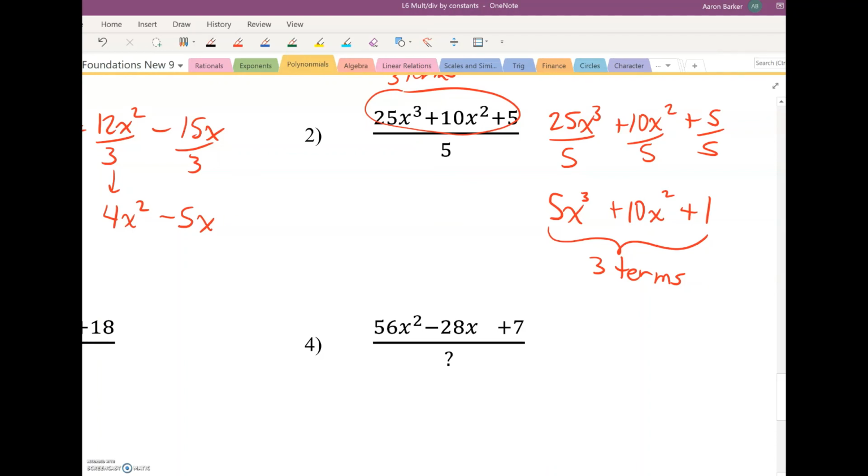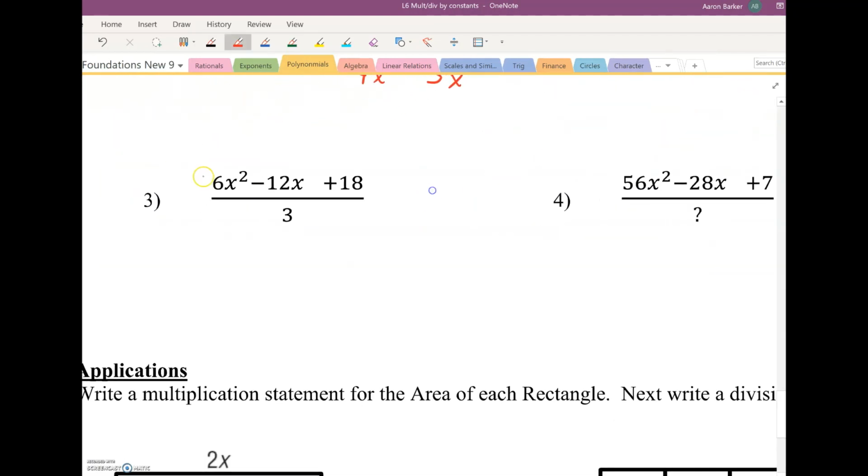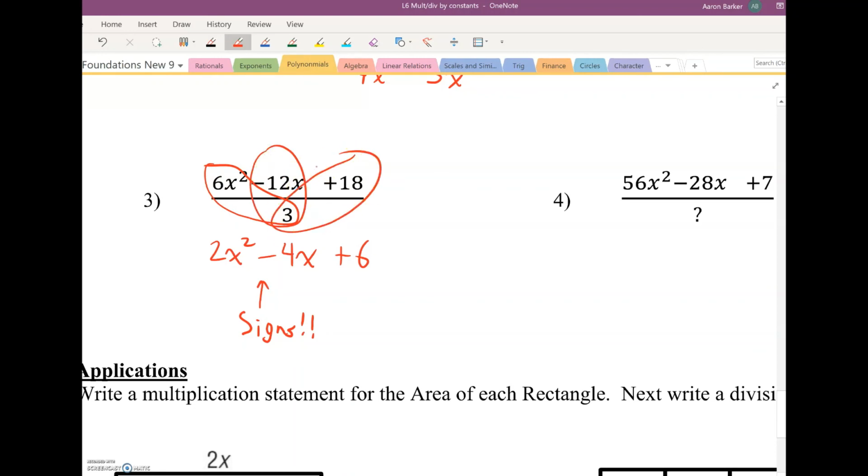Next question, now if you want to save time, what you can do is you can do your division like this. So 6x squared divided by 3 is 2x squared. Negative 12 divided by x is negative 4x. Really watch your sign. Okay, so you got to watch out for your signs. And then your last division is plus 6. So I got 3 separate divisions. I have 6x squared divided by 3, negative 12x divided by 3, positive 18 divided by 3.